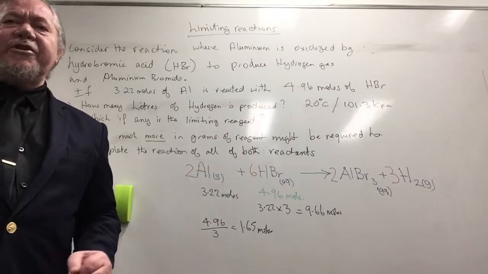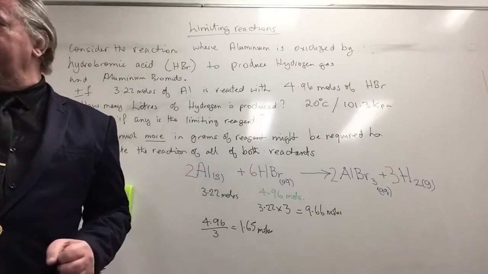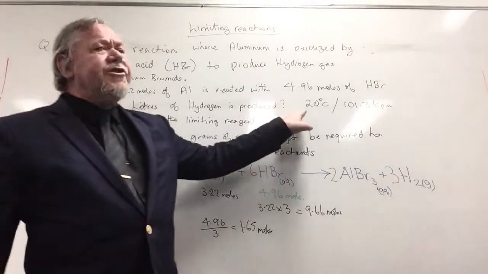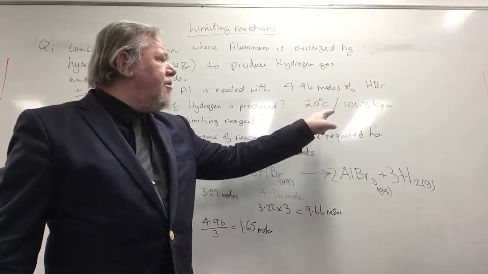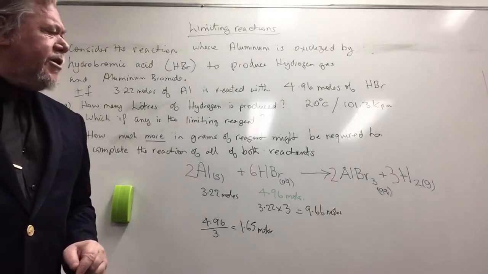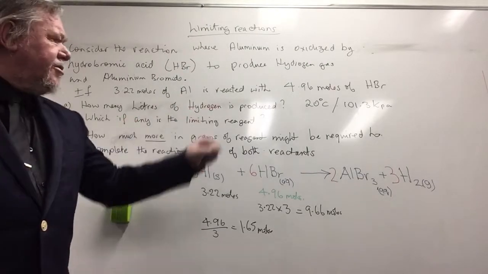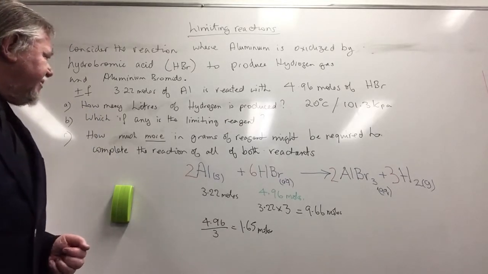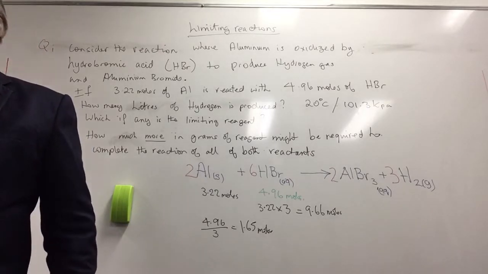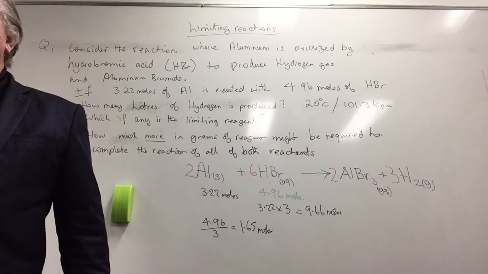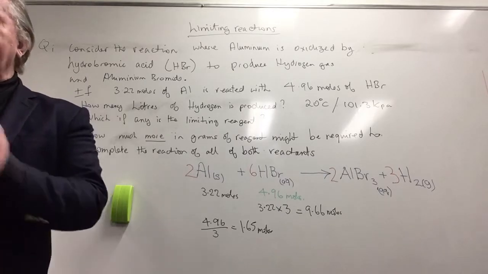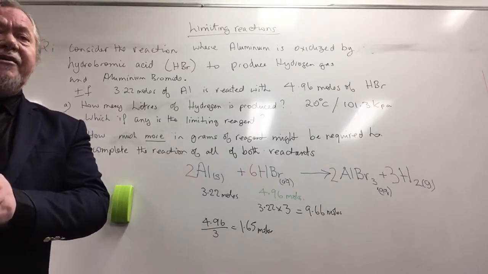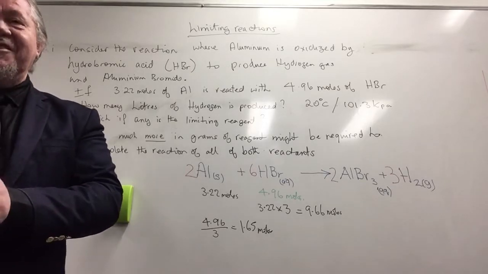Let's see if you understand what this limiting issue is. Work out, given these conditions, 20 degrees C and 101.3 kilopascals, how many liters, what volume of hydrogen gas will be produced. Is it 2.475? Is that the answer you're giving me? Let's work it out together. That's okay, we'll come to that and see if that's right.